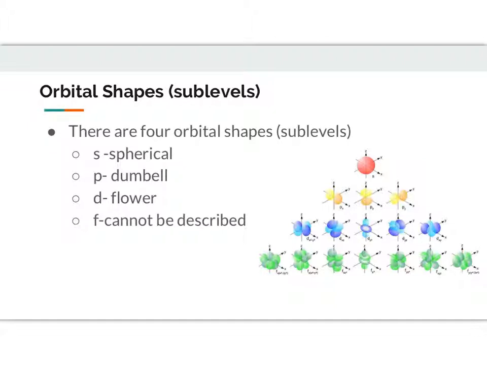There are four different orbital shapes or sublevels: S, P, D, and F. They are shown here in this diagram. The S orbital is a sphere-shaped orbital. The nucleus would be in the center there. The P orbital is a dumbbell-shaped orbital. The D orbital has kind of a flower shape. And the F orbitals are much harder to describe in terms of their shape.